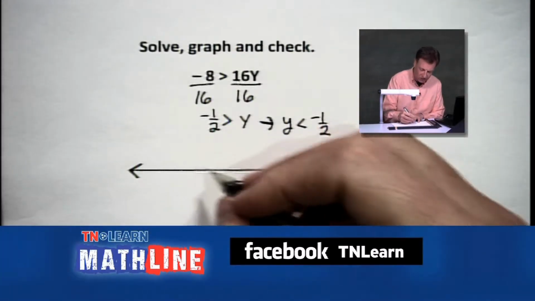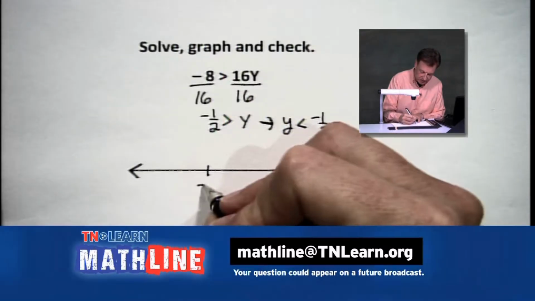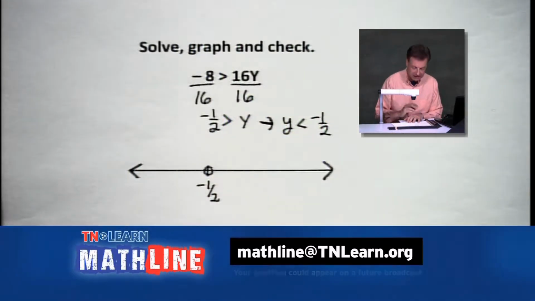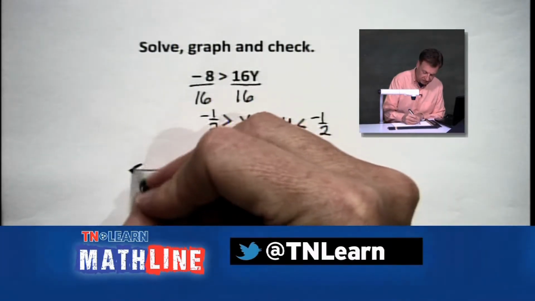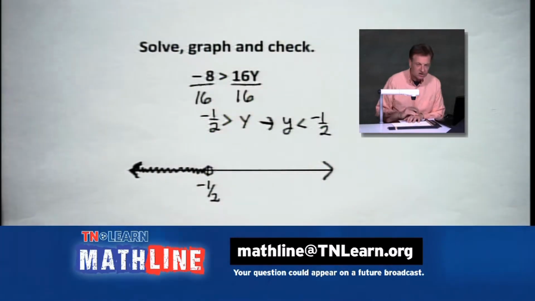So spot negative 1/2 somewhere. And let's see what we got here. There's a good place for it right there. Open the circle because we're not including it here. And this time we're shading. Again, we're going to shade it off to the left.